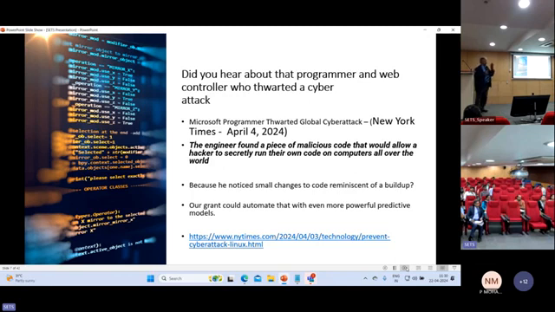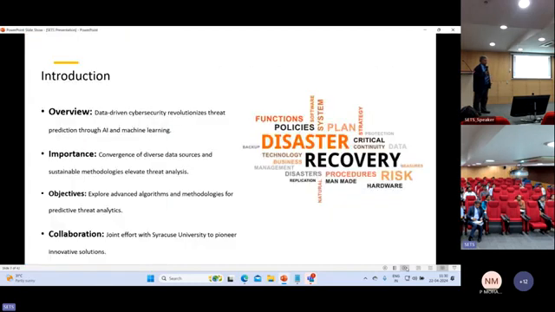So that's a very important aspect of the research or model that we are interested in: analyzing the attack as it is happening, and maybe after the attack also, so that we can prevent these things from happening again. Okay, so this is the motivation. Data-driven cybersecurity has revolutionized threat prediction.